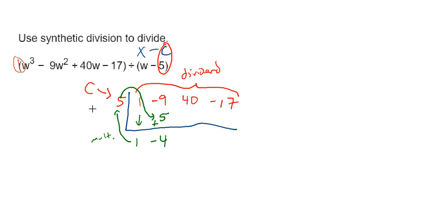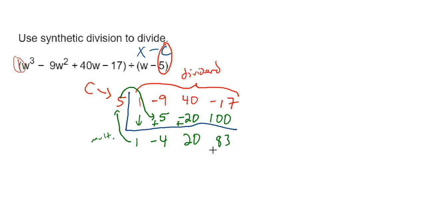And then you just repeat that process all the way till you get to the end. Negative 4 times 5 would be negative 20. Write that result underneath the next number inside the box. Add this column together, we get positive 20. 20 times 5 is 100. Add these numbers together and you will get 83.